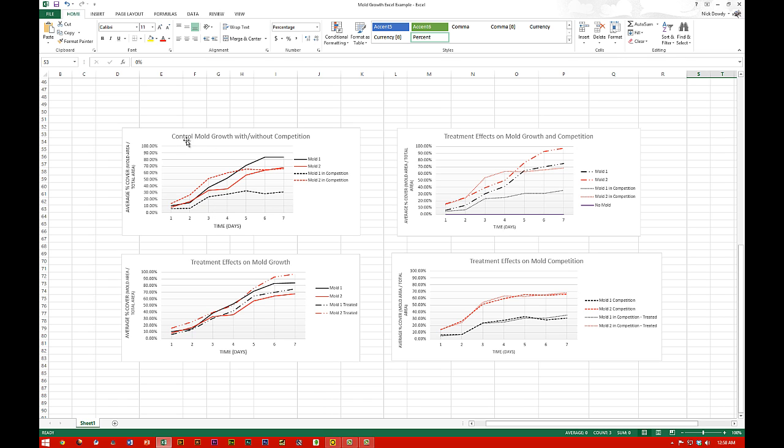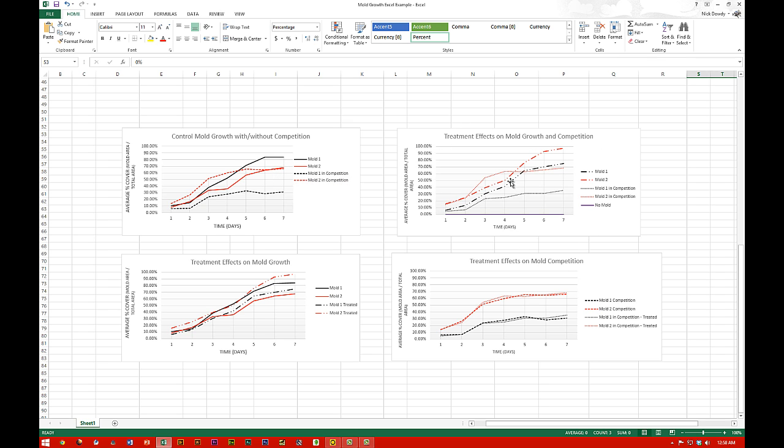Mold 1, not in competition, in the control group is a solid line. Solid line is also control without competition, but it's in red for mold 2. So you see how this is consistent. That's pretty important for making this easy to interpret the data.